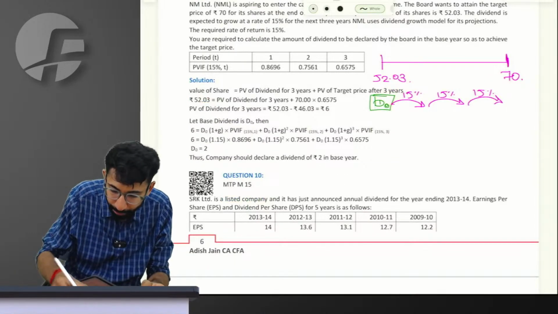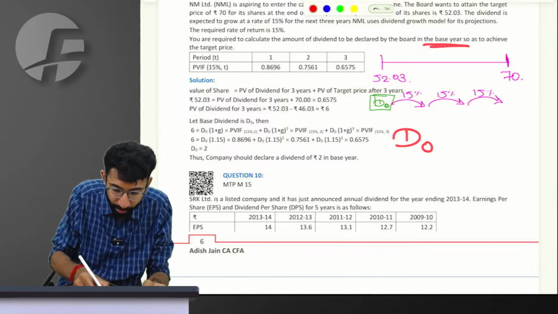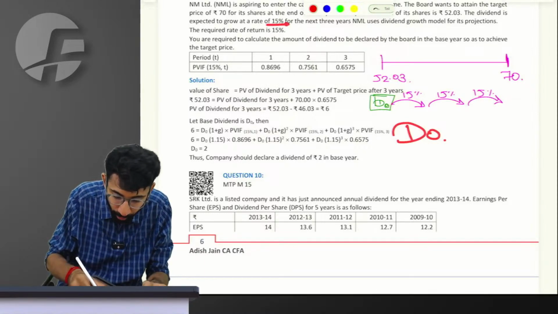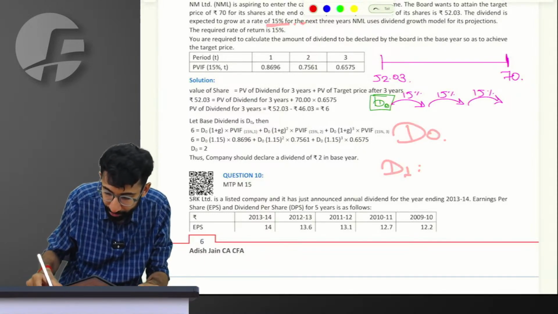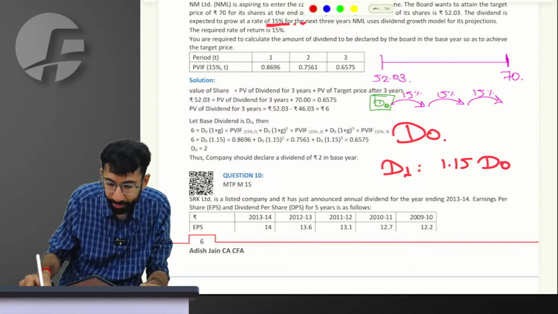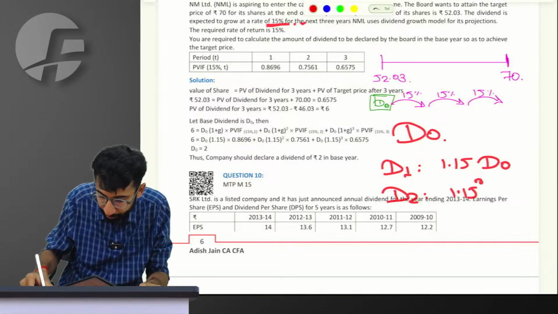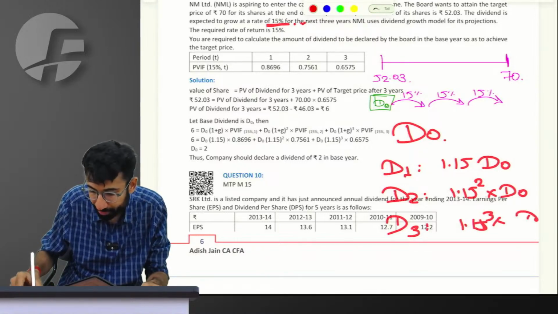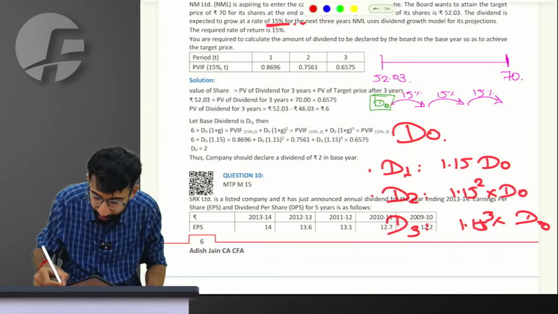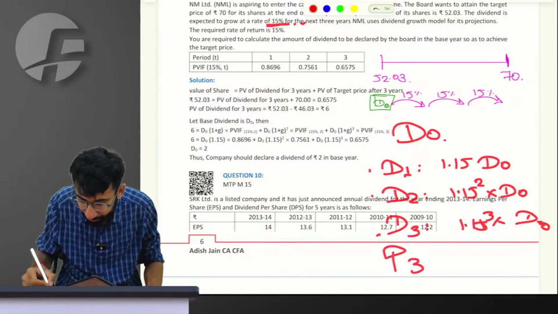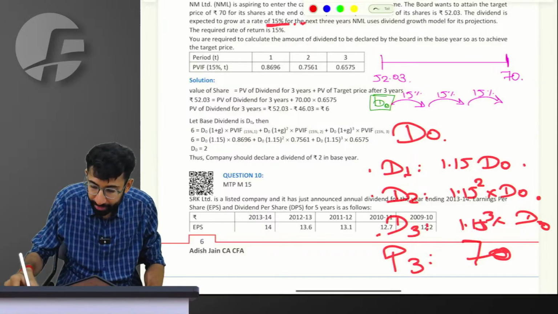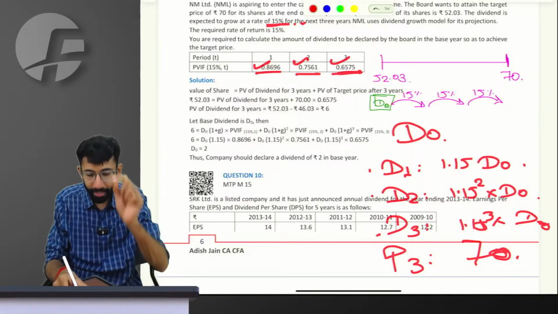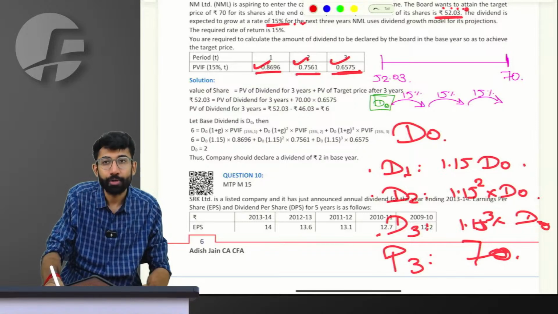If I assume the base year dividend to be D0 and I know that the dividend will grow by 15%, can I say D1 will be 1.15 into D0, D2 will be 1.15 square into D0, and D3 will be 1.15 cube into D0? Do we have the dividends of the next 3 years? Yes. What is the price that we want? 70. If I discount all four cash flows using the present value factor given in the question, I should get the price today, which is already given to me as 52.03.